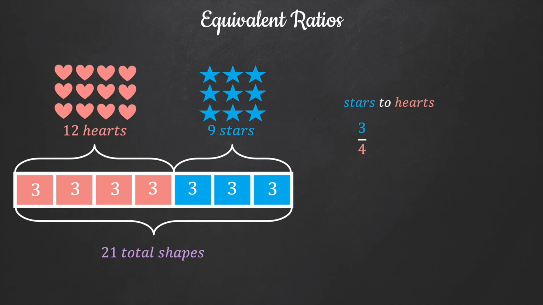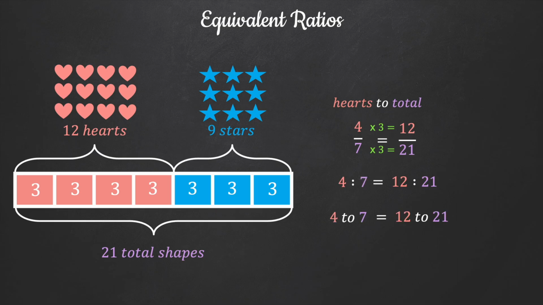Our original ratio of stars to hearts was 3/4 because we had 3 stars and 4 hearts. But when we triple it, we get 9/12. And again, we could rewrite it as a colon and using the word "to." Our original ratio of hearts to total was 4/7 because we had 4 hearts and 7 shapes in total. But when we triple it, now we have 12 hearts and 21 shapes in total. And again, we could rewrite our other ratios as well.